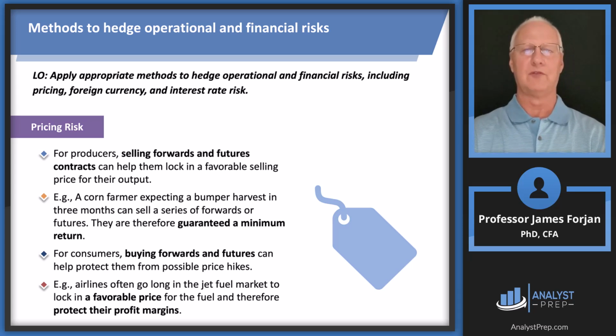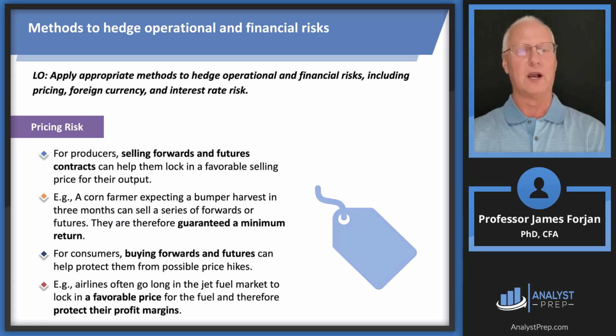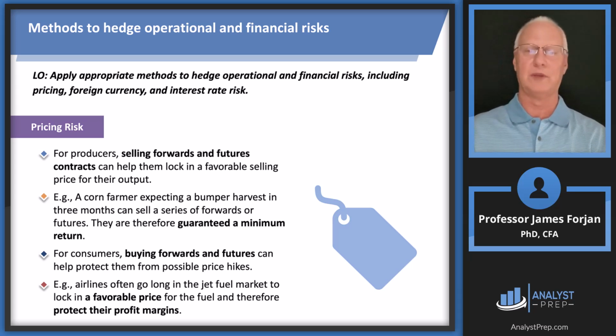All right, what are some of these risks? We've got operational risks, financial risks, pricing risks, foreign currency risks, interest rate risks. So how do we do this? Well, we enter forward contracts and futures contracts. And so there we go. Look at the second diamond point. There's a locked in future price, locked in future values. So we can sell forwards if we're the producers. We can buy forwards if we're the consumers.